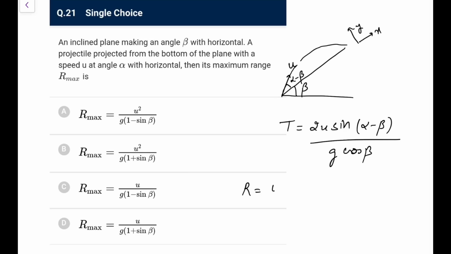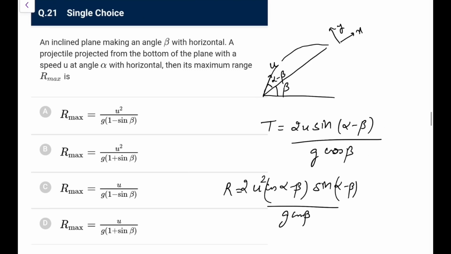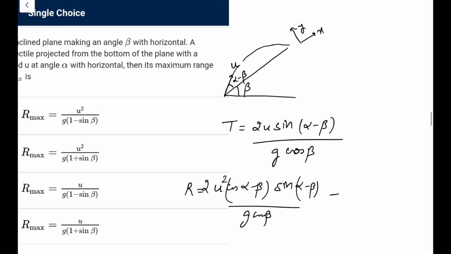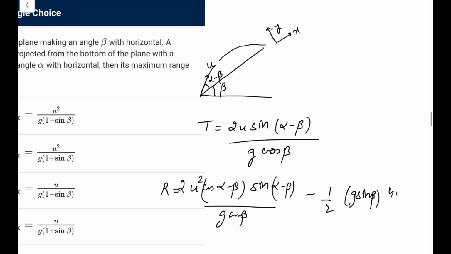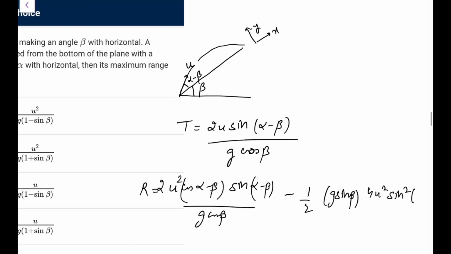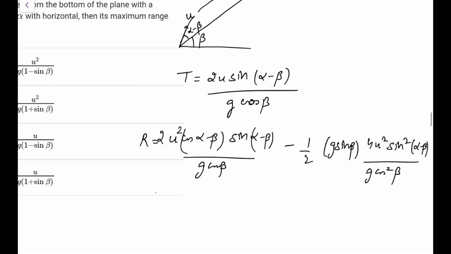What we'll have, the range would be u into t, would be ux into t, sorry, that would be u cos of alpha minus beta into this multiplied by t, which is 2, this becomes u square sine of alpha minus beta upon g cos beta, and it would be minus half a t square. A will be along x downward along the incline, a is g sine beta into t square, which will become 4u square sine square alpha minus beta upon g cos square beta, that you will write. So what we are left with, this is 2u square by g, I can take common from both.